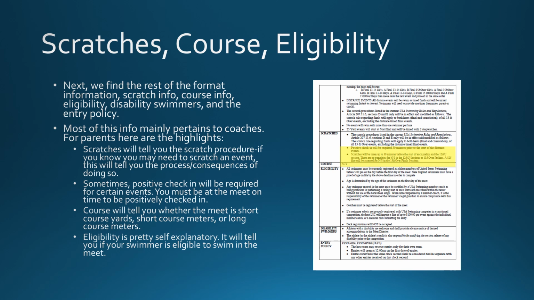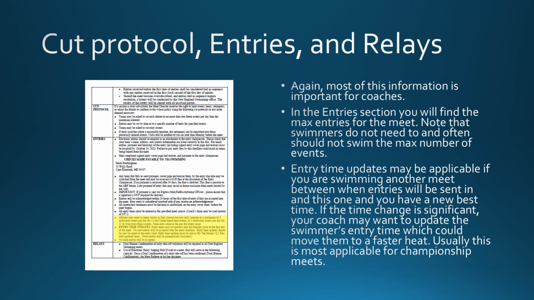Eligibility is pretty self-explanatory. It'll tell you what makes you eligible for the meet. For a USA meet, it usually says you have to be a USA member. It'll tell you what your age group for the meet is, all of that. It just tells you how you're able to participate.